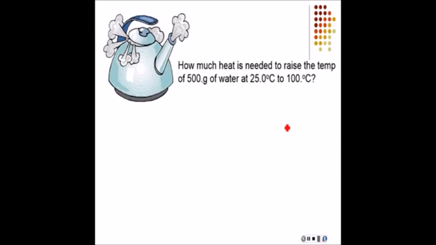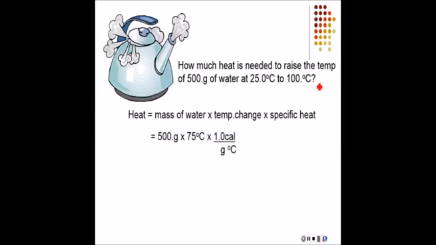Now we're talking about water. So how much heat is needed to raise the temperature of 500 grams of water from 25 degrees to 100 degrees? So we want to use that same formula we had in the last example. So heat equals mass of water times the temperature change times the specific heat. I make my substitutions. Mass of water, 500 grams. The temperature change is going to be 100 minus 25. So that's where I get my 75.